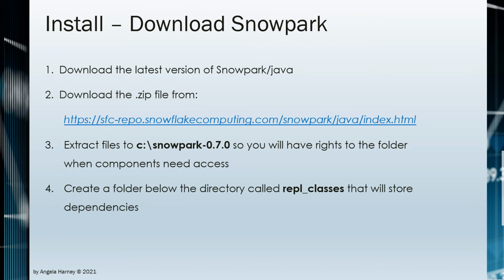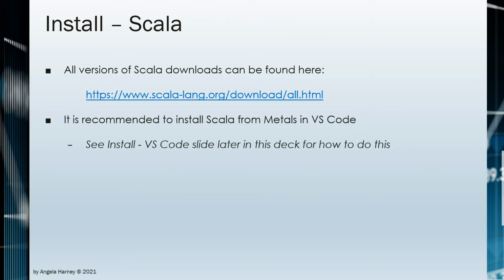To get started with the downloads and installs that you will need for your Snowpark Developer Workstation, download Snowpark to a folder that you create so that you have necessary rights. It is recommended that you create the folder at the root of your C drive for better visibility. Download Scala 2.12. It is recommended that it is installed from Metals within VS Code. We will cover how to install from Metals on a later slide.